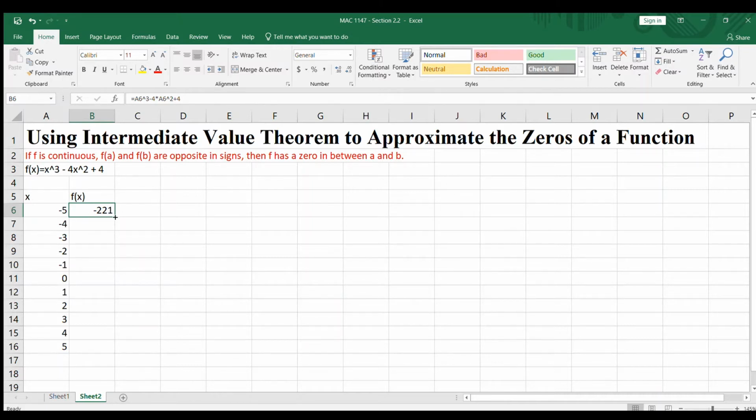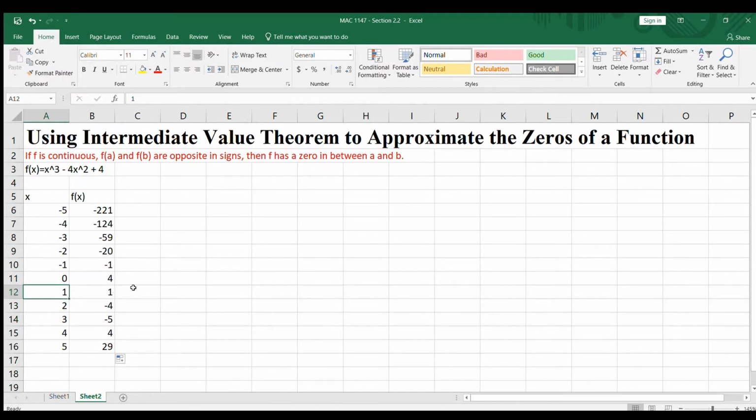Now you double click on the lower right corner here. It is going to compute f of -4, f of -3, up to f of 5 for you. When x is -1, f of x is a negative value. When x is 0, f of x is a positive value. So that means there must be a 0 in between -1 and 0. We also know that there must be a 0 in between 1 and 2 because when x is 1, the value of the function is positive, and when x is 2, the value of the function is negative, opposite in signs. And there is also another 0 for the function f from 3 to 4.